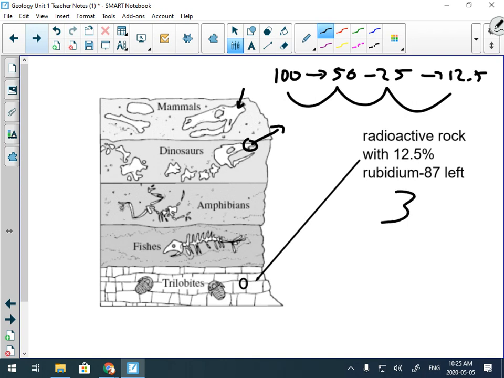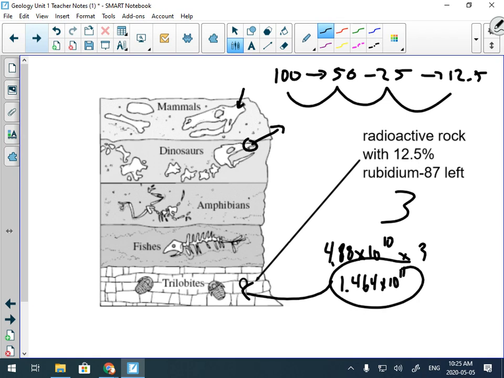So I checked table 8, and rubidium-87 has a half-life of 4.88 times 10 to the 10. That's one half-life, and I'm going to multiply that by 3. So we're going to get a huge number. So these trilobites are hecka old. 4.88 times 10 to the 10, times 3, I get 1.464 times 10 to the 11. So we know that rock is that age.